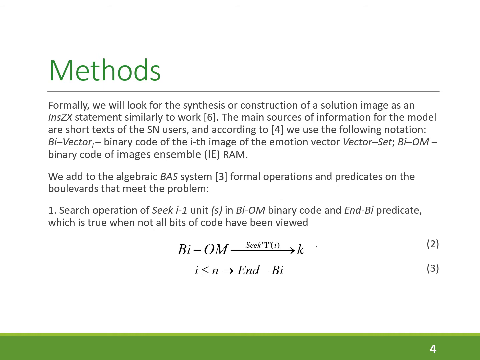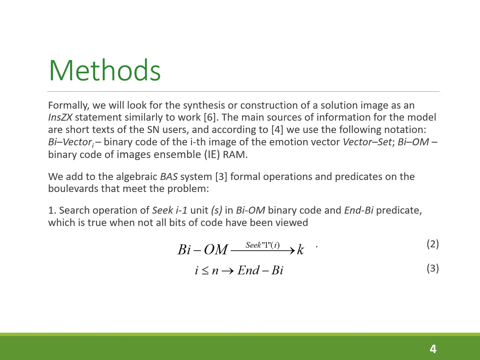Formally, we look for the synthesis or construction of a solution image in an ensemble. The main sources of the information for the model are short texts of the social network users, and we use the following notation. B_i vector is a binary code for the ith image of the emotion vector set. B_OM is a binary code of images in the ensemble RAM. We add to the algebraic system formal operations and predicates on the Booleans that meet the problem.